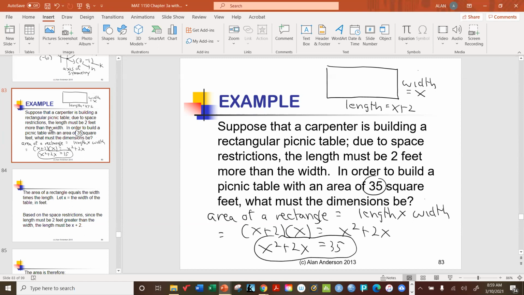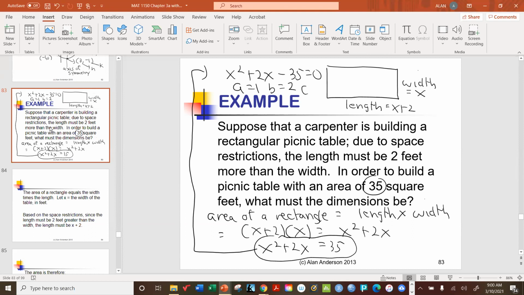Now that's almost, but not exactly, in the proper form for a quadratic equation. So all we have to do is subtract that 35 from both sides, and all of a sudden, look what we have. A quadratic equation. And guess how we're going to solve that? With the quadratic formula, where a is 1, b is 2, c is -35. And it's not that hard, is it? No.